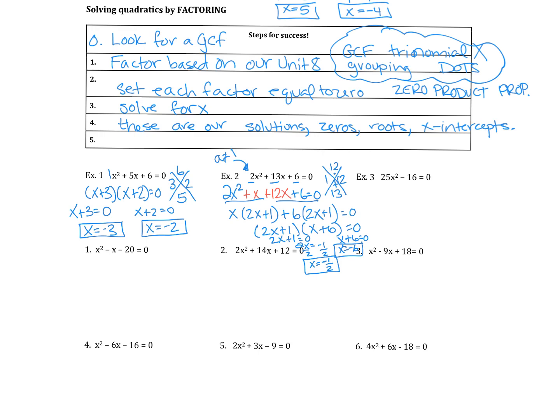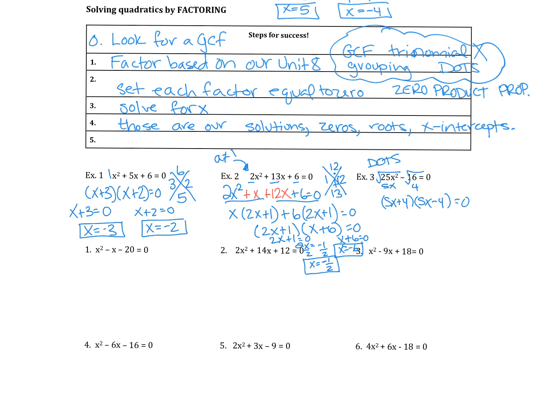Example 3 only has two terms, so it's not the diamond method. This happens to be my DOTS, my difference of two squares. And to do DOTS, we would take the square root of the first term and the square root of the last term, and I would add and subtract them. And I can do that in either order. So I get 5x plus 4 and 5x minus 4 equal to 0.